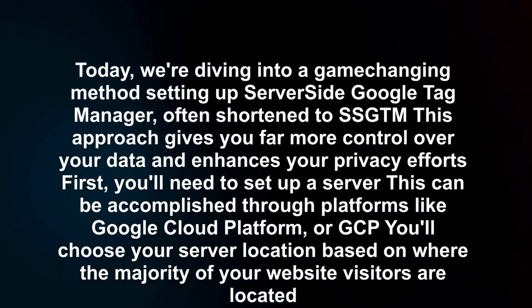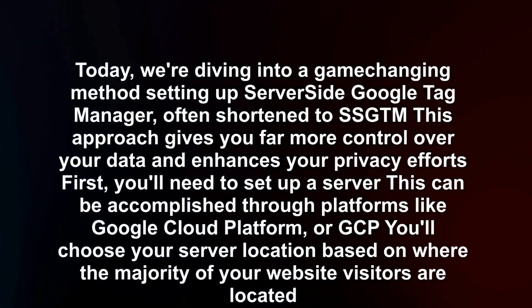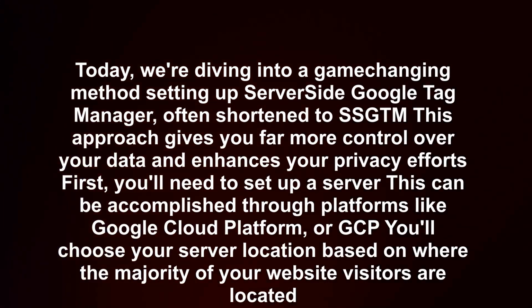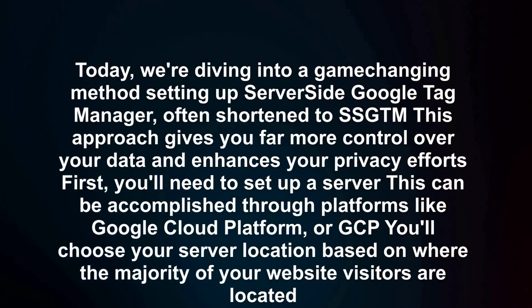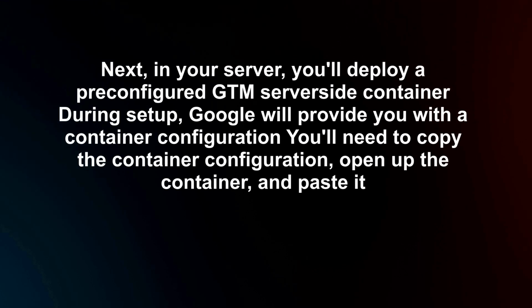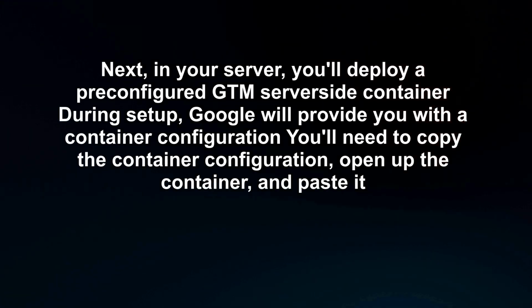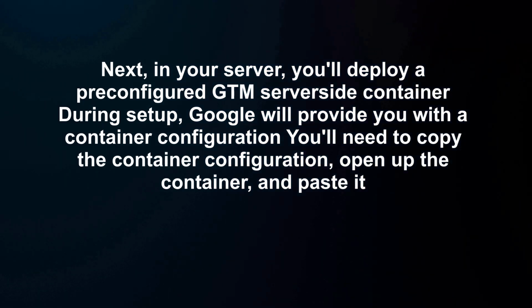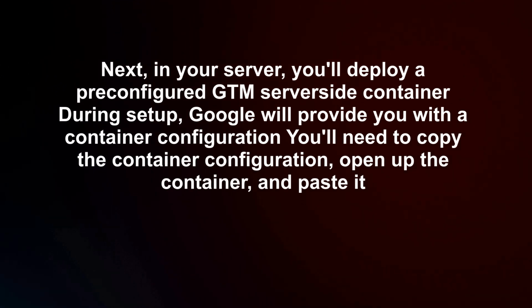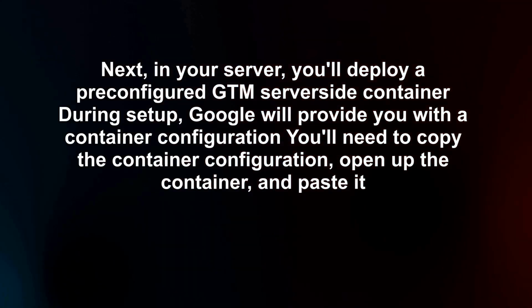First, you'll need to set up a server. This can be accomplished through platforms like Google Cloud Platform or GCP. You'll choose your server location based on where the majority of your website visitors are located. Next, in your server, you'll deploy a pre-configured GTM server-side container. During setup, Google will provide you with a container configuration. You'll need to copy the container configuration, open up the container, and paste it.